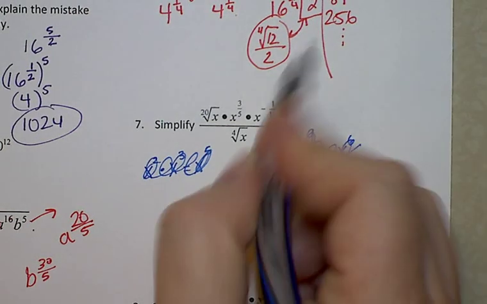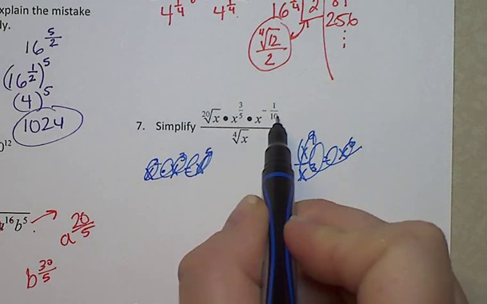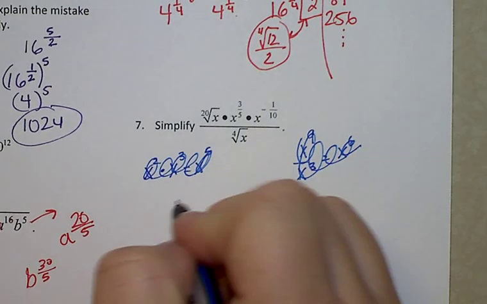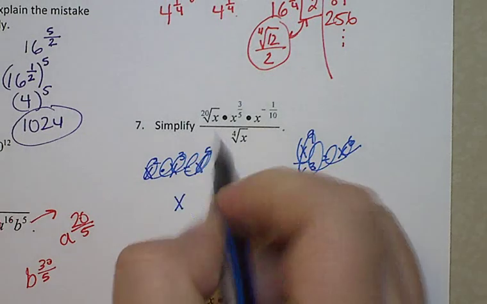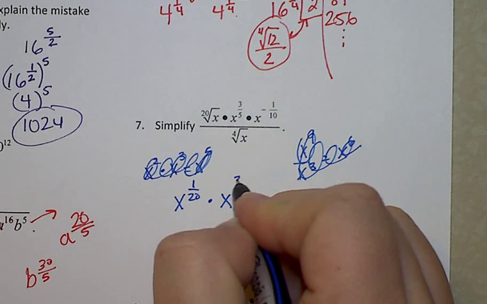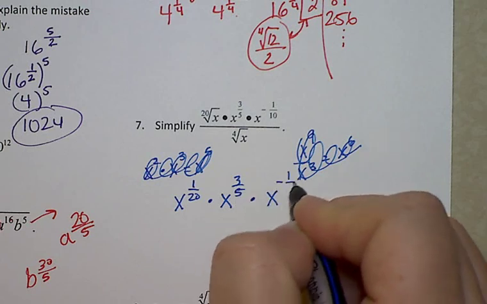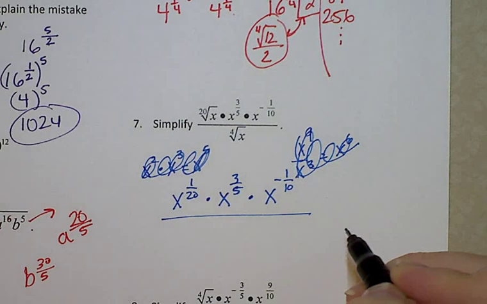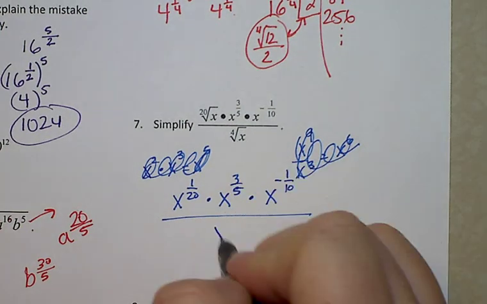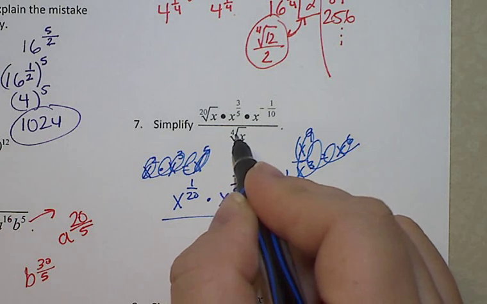So the first thing I'm going to do is rewrite these problems when necessary in rational exponent form. So the nth root is 20. 20 goes on the bottom, 1 on top. I do not need to change the next two. They're already in rational exponent form. On the bottom, I'm going to rewrite this as x to the 1/4. Remember, the nth root is 4.